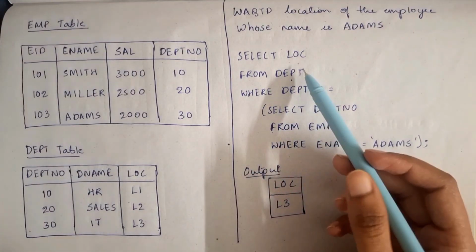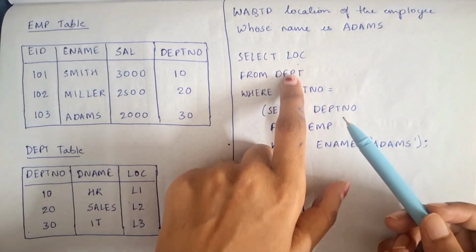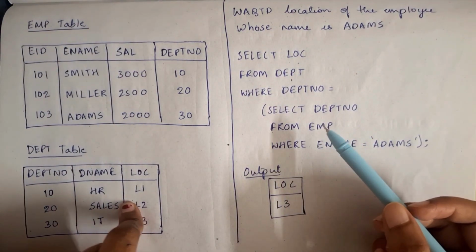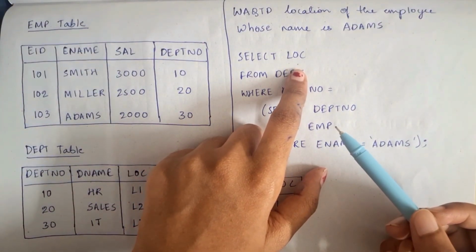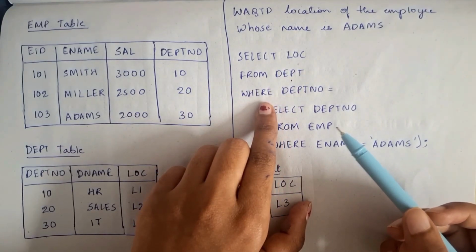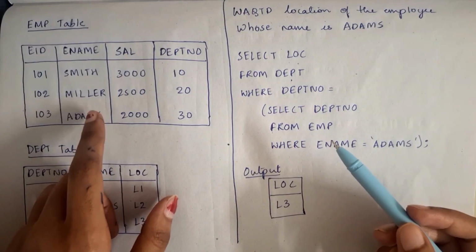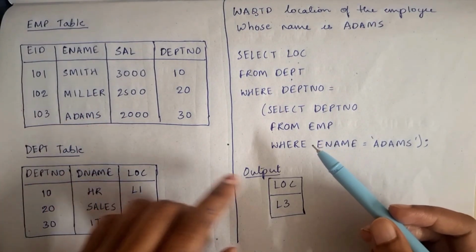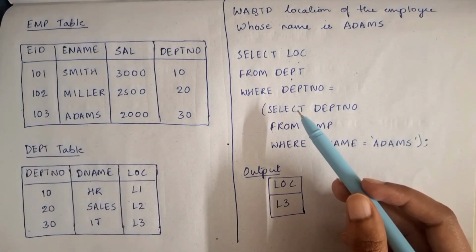This is the final query, guys. Here the main query is selecting location from the department table. This means the final result we want is the location of the employee Adams. But the condition used in the where clause depends on the department number of the employee Adams. So the department number is not directly known. So we place another query inside the where clause.